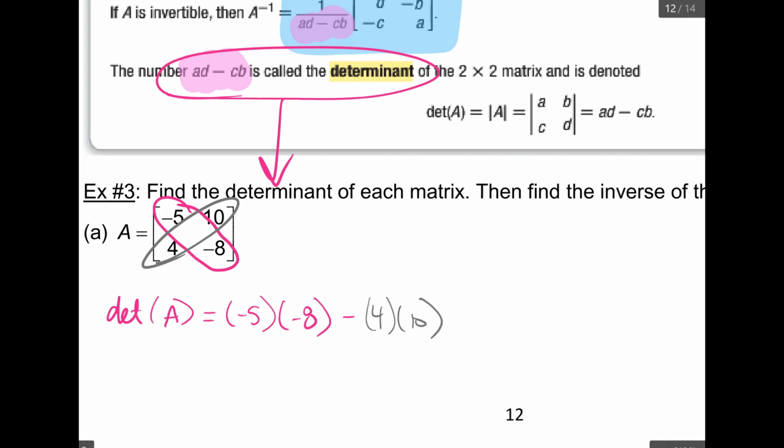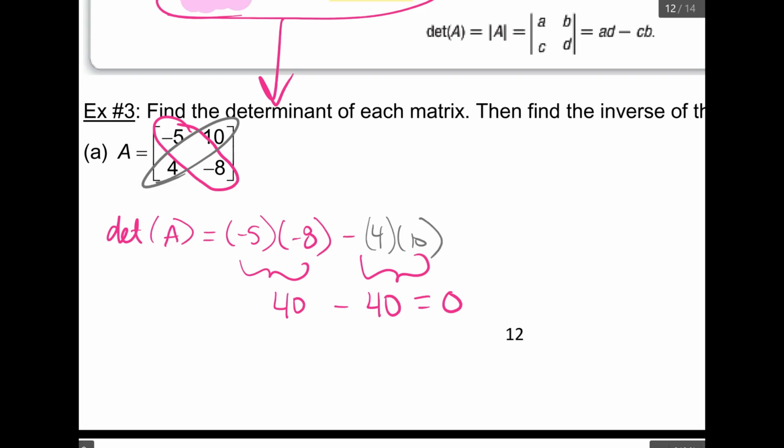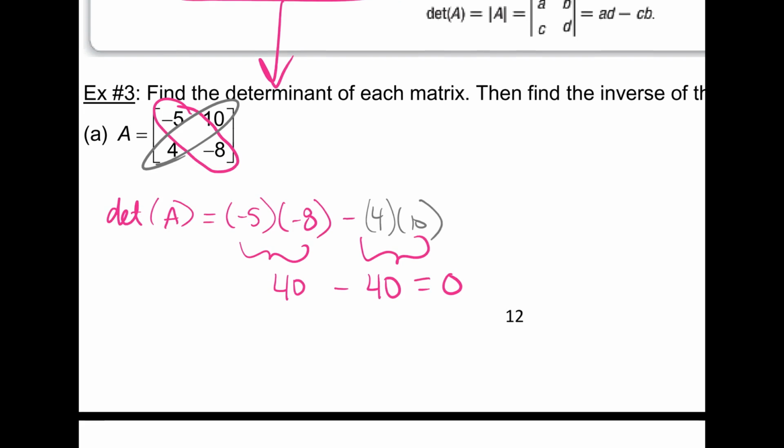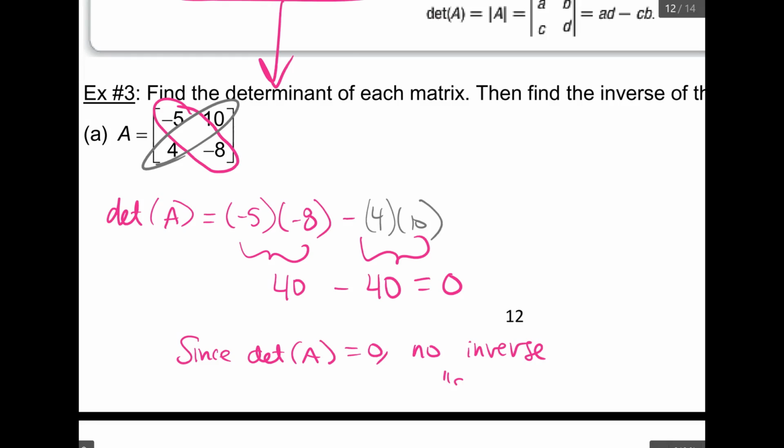All right, so literally this is 40 minus 40. So it's equal to 0. So the determinant is 0. So how do I find the inverse matrix? Remember how we talked about that? Now there's no inverse. The determinant is 0, so it can't have an inverse. That's what I said. No, there's no inverse.